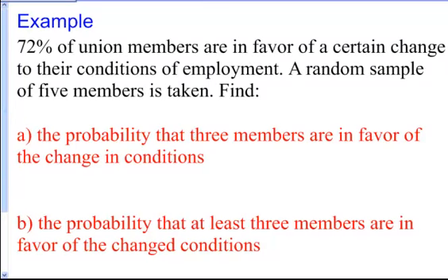Okay, so say 72% of union members are in favor of a certain change to their condition of employment, and a random sample of 5 members is taken. Find the probability that 3 members are in favor of the change, and then find the probability that at least 3 members are in favor of the change. We've kind of done this before, so why don't you try this out, and then we'll come back and go over it.